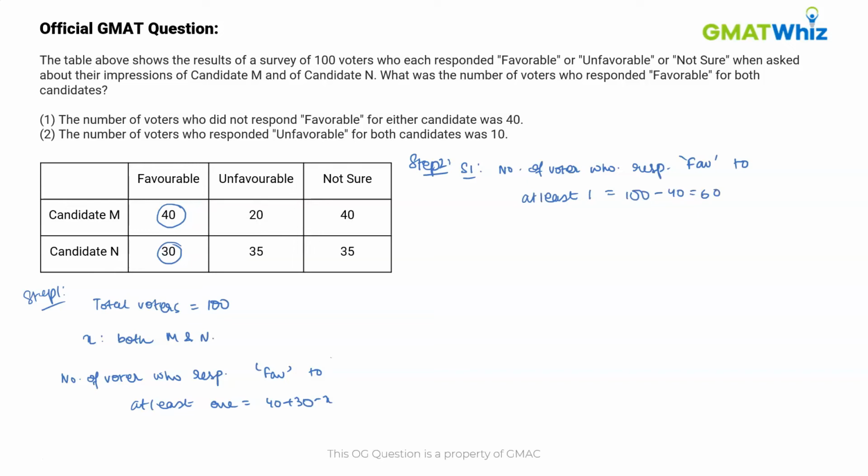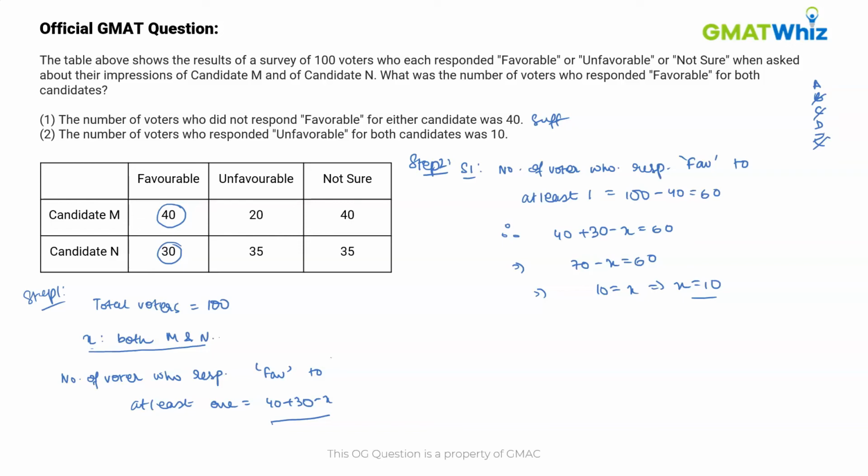Now, in step 1, we had derived this number to be equal to 40 plus 30 minus x. Therefore, we can write it as 40 plus 30 minus x equals 60. This gives us 70 minus x equals 60, or 10 equals x, implying x equals 10. Now, this is what we had to find out, the value of x. This implies that there are 10 voters who responded favorable for both the candidates. And so, we can conclude that statement 1 is sufficient, and out of the given options, we can eliminate options B, C and E.